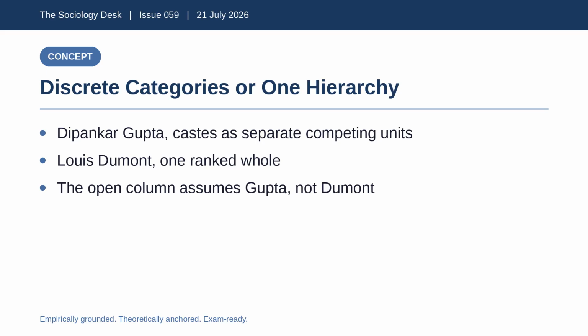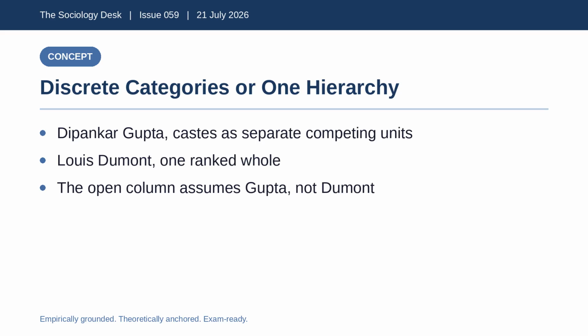Now bring in a second layer, because a top script never stops at one thinker. Dipankar Gupta argues that castes today function as discrete, bounded categories, competing with each other for resources and status, not as graded steps on one single ladder. This is exactly the assumption built into the open column, since you can only enumerate castes as separate free text entries if you already believe they are separable units.